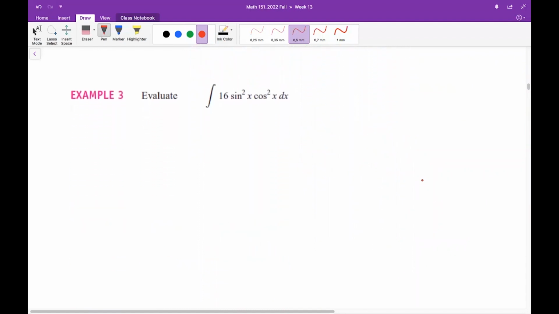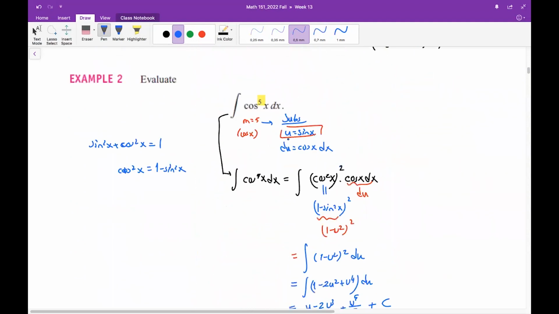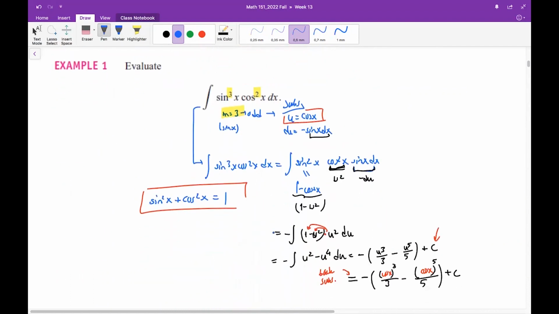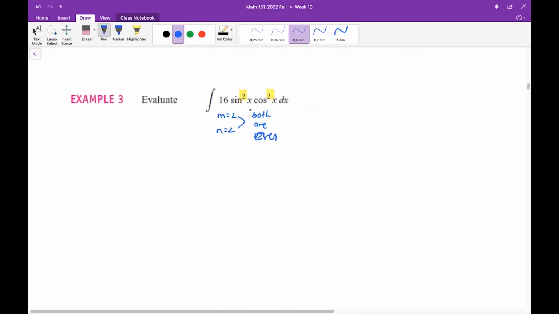And here in this example, you see an example where both powers are even. So here m is 2 and n is 2, both are even. Remember what we should do for this case? Let me remind you from our diagram. If both powers are even, you first insert the half angle formulas. Let's do that. Then I can take this 16 out because it is a constant. Sine square is 1 minus cosine 2x over 2. Cosine square is 1 plus cosine 2x over 2.